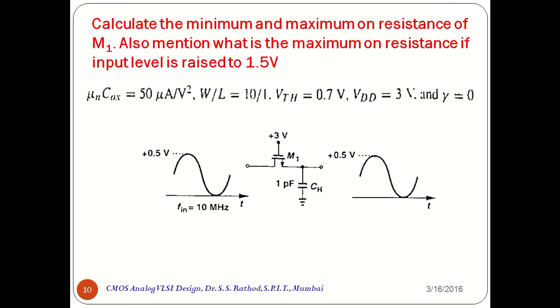Now let us try to solve another numerical. Calculate the minimum and the maximum on resistance of M1. So to calculate the resistance for the switch shown, that is M1 in the figure. Also mention what is the maximum on resistance if the input level is raised to 1.5 volts. Thus in the first case input is 0.5 volts, and in the second case you have to increase the input to 1.5 volts, and then you have to calculate the maximum on resistance. Rest of the parameters are given.